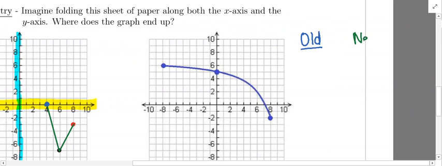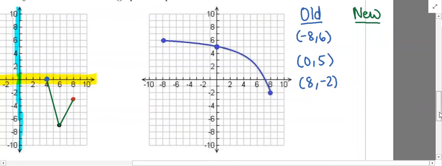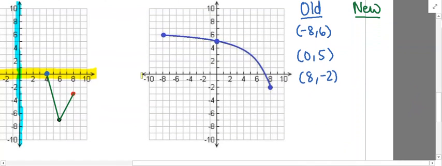All right, so for here, our old points are located at (-8, 6), (0, 5), and (8, -2). We want to do both flips to see where the new points end up. Again, I will first flip over the x-axis. Let me start. I'm going to count boxes towards the x-axis. The point at (-8, 6) is 1, 2, 3, 4, 5, 6 units above the x-axis.